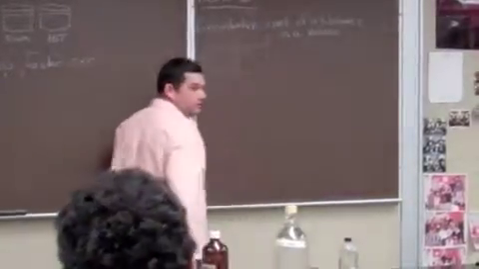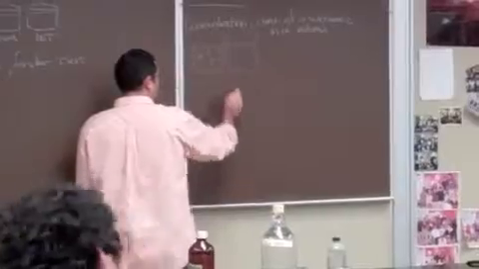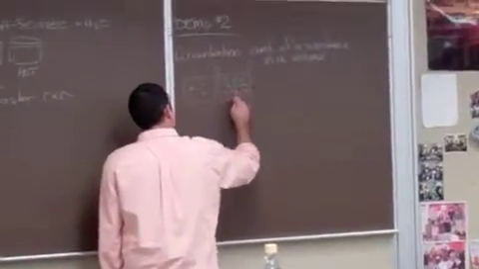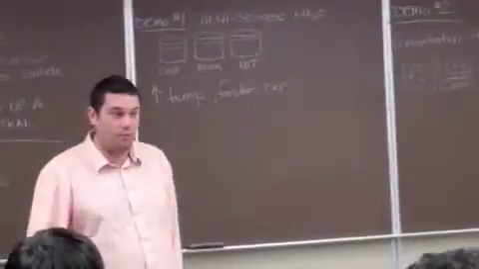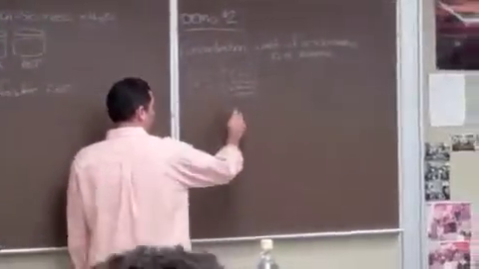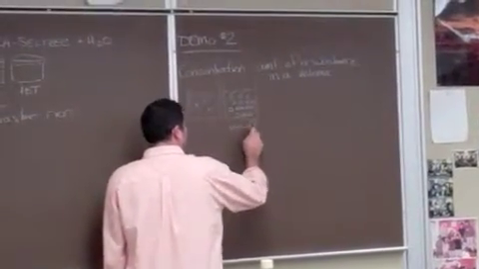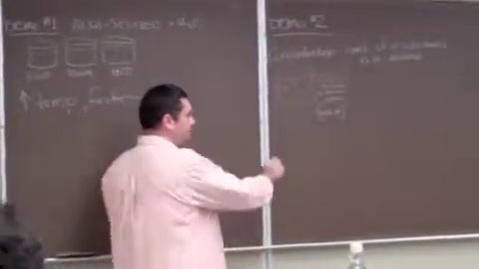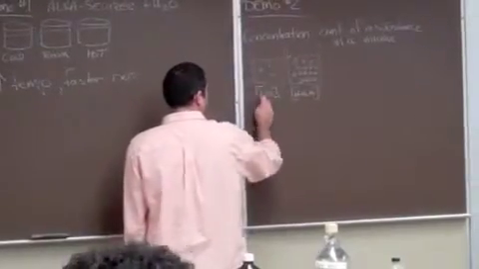If I have water and I put salt in it, here's salt. Which one is more concentrated? The one on the right, the one with more salt in it, right? Right. These brackets mean concentration. This one would be high concentration, and this one would be low concentration.